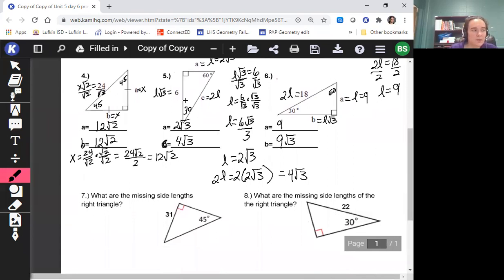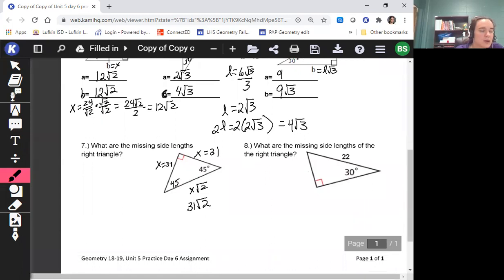Number 7, we have again a 45, 45, 90 triangle, and we're looking for the missing side lengths. So we know that our two short sides are both x, and our long side is x times the square root of 2. So that means that this short side is 31, and our long side is 31 times the square root of 2. Remember that if you're typing that into a computer, you would do 31 times SQRT for square root, parentheses 2 closure parentheses.